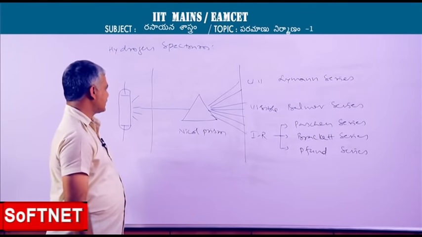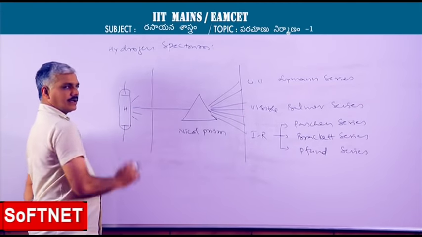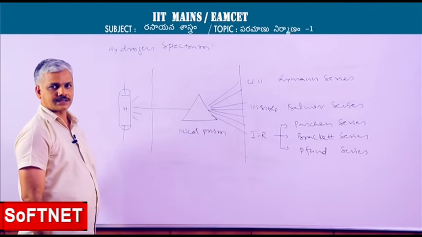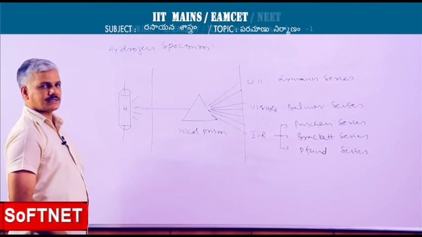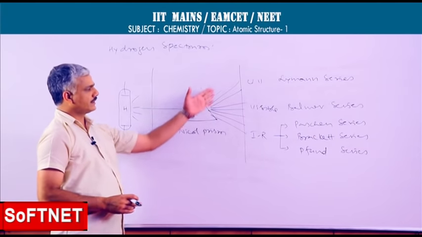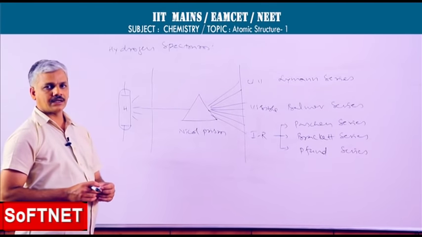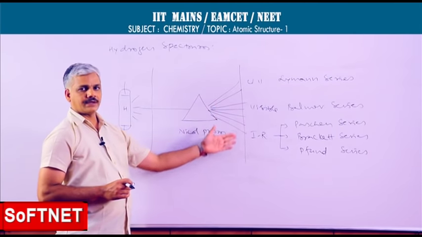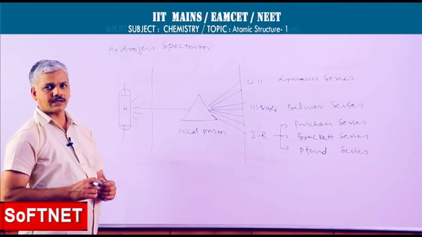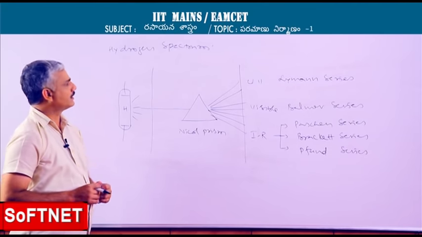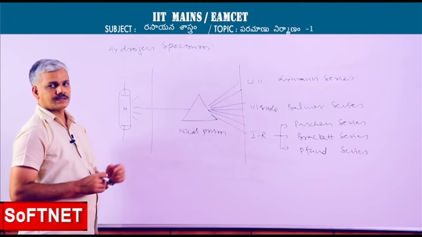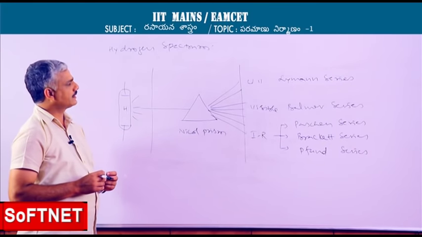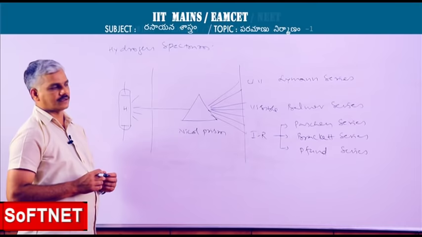Now the question is, hydrogen is a simple gas, a simple element with only 1 electron in it. So, how can such a simple element produce so many electromagnetic waves, that too in 3 different regions of the electromagnetic spectrum? That is called the hydrogen spectrum, and the answer for this hydrogen spectrum was given by Bohr's atomic model.